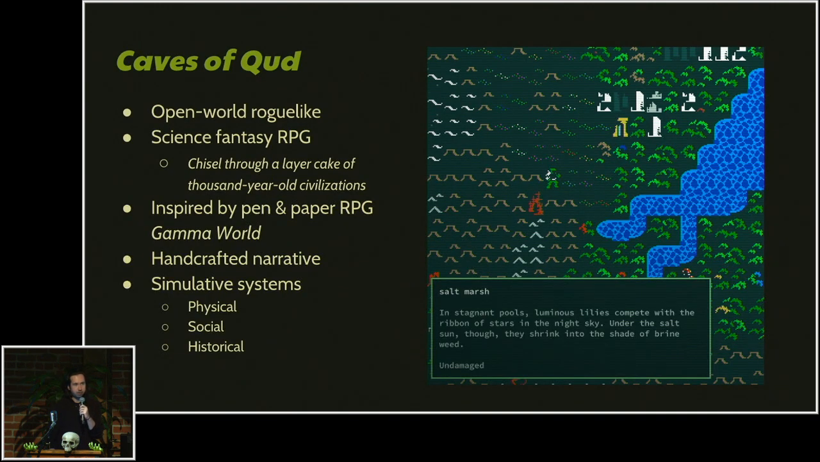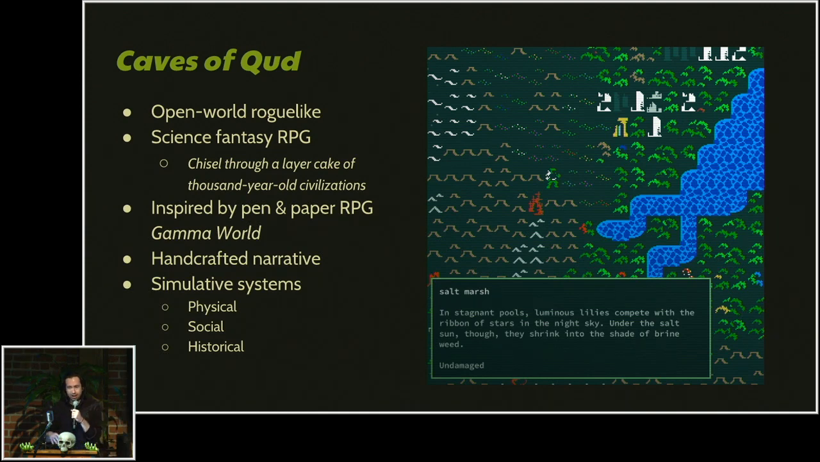Let me tell you a bit about Caves of Qud first, if you're not familiar with it. It's an open world roguelike, very heavily inspired by Adam, so I'm very happy to follow Thomas. It's also a science fantasy RPG, so the tagline is chiseled through a layer cake of thousand-year-old civilizations. It's inspired largely by a pen and paper RPG called Gamma World, which was a derivative of Dungeons and Dragons, and it's this sort of pulpy science fiction setting that's set in a post-apocalyptic future where nuclear radiation has uplifted animals and plants to human-level intelligence.